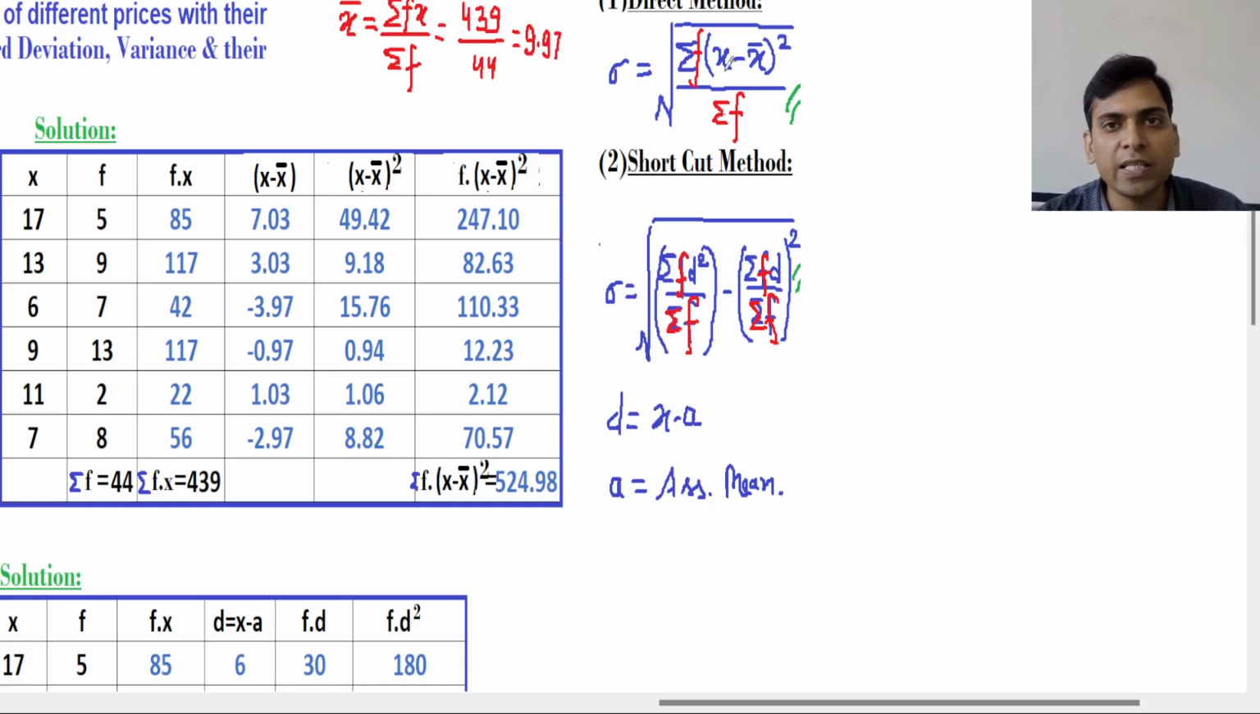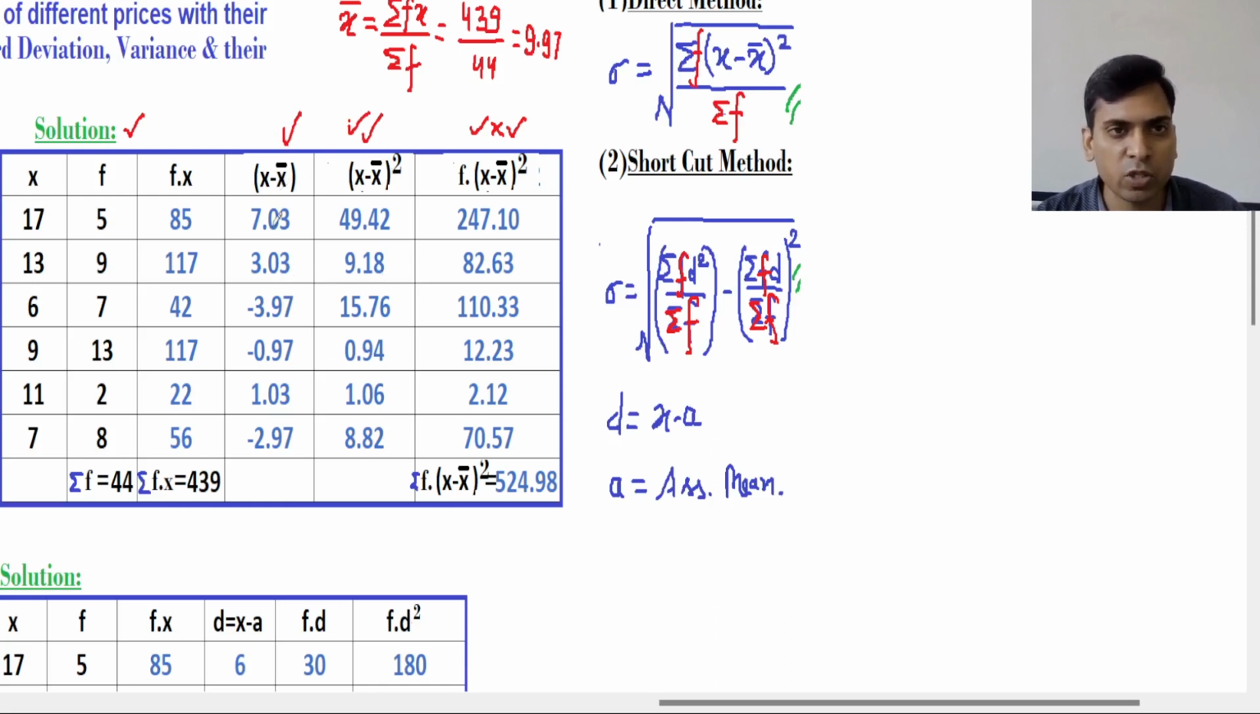That is x bar. In this formula, first you will prepare a column for x minus x bar, then a second column for their squares, and then this column multiplied by f. So you will get the column f into (x minus x bar) square. Then you need the summation of this. Okay, so x bar is 9.97. The first value of x is 17, so 17 minus x bar equals 7.03. In the same way, 13 minus 9.97 equals 3.03.